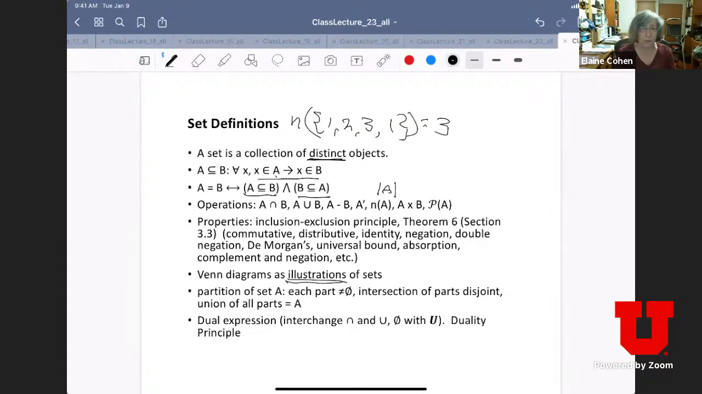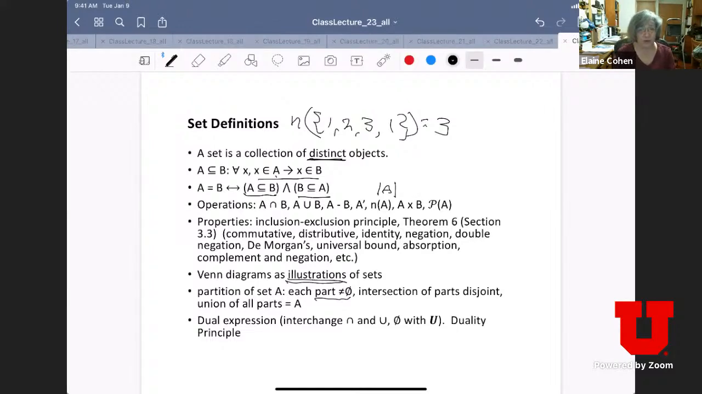What were the three properties of partitions? A partition is a collection of subsets of the original set with the property that each part is not empty. The intersection of the parts is empty. They're disjoint from each other. They have no elements in common. And the union of all the subsets is the whole set. The union of all the parts is the whole. Partitions are very important.